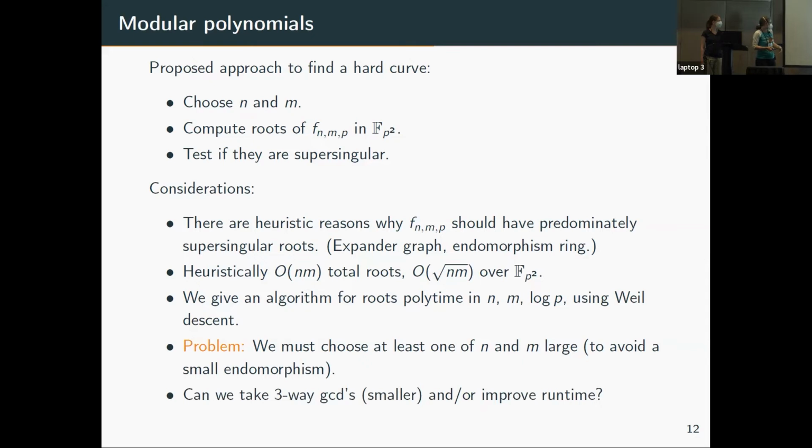Okay, so some of the ideas might be, could we replace that algorithm with something better? Maybe take three-way GCDs to make those polynomials smaller, and so on.